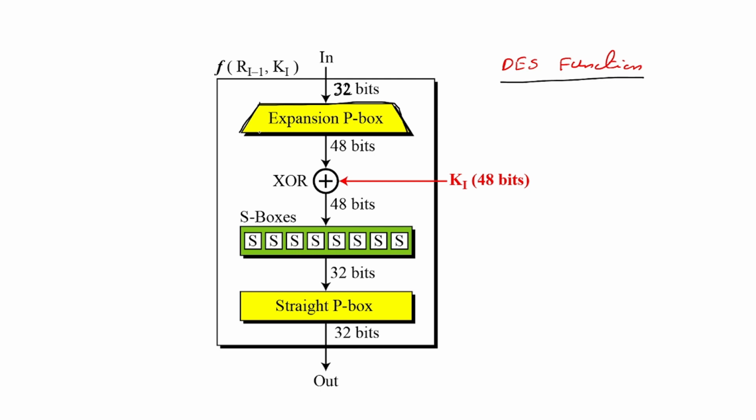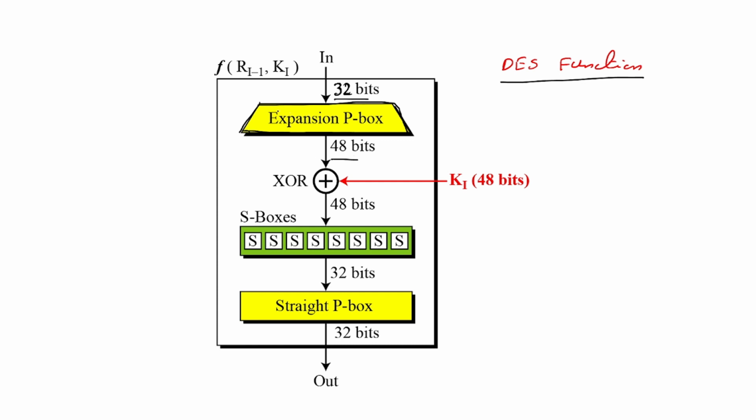In the previous session we have already discussed different types of P boxes. So this is one type of P box, the expansion P box. Here the number of inputs is less than the number of outputs. Expansion means expanding the number of bits. So 32 bits will become 48 bits.